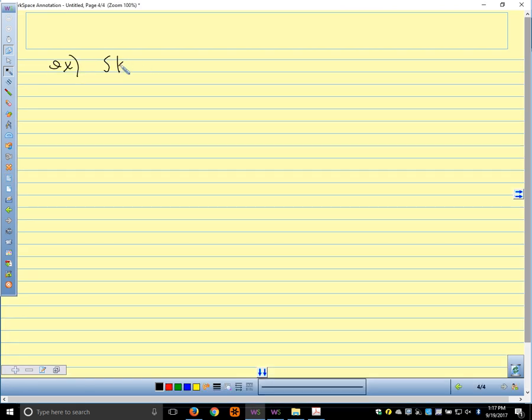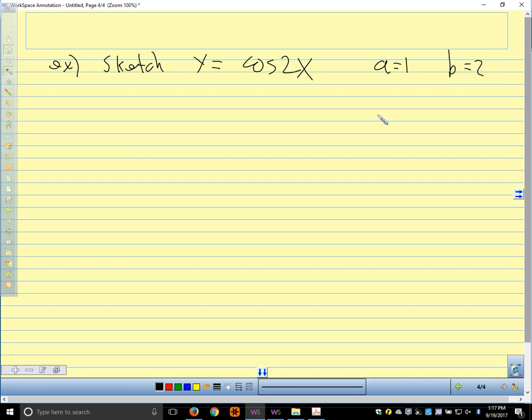So let's sketch y equals cosine 2x. So I'm going to say the amplitude is 1, b is 2. So our period is 2 pi over 2, which is pi. So we get key points at pi over 4 units, every quarter of a period.